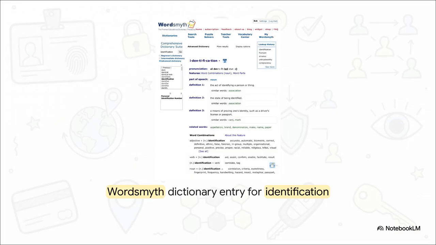Section 2. Deconstructing the word. Let's take a look at our starting point from the Wordsmyth Dictionary. It shows us exactly how this noun functions in the English language. Notice how it actually gives us multiple definitions. It can mean the act of identifying a person or thing, or the state of being identified. But it can also refer to a physical object, a means of proving one's identity, like a driver's license or a passport. It's pretty fascinating how just one single word carries these different yet deeply connected meanings.